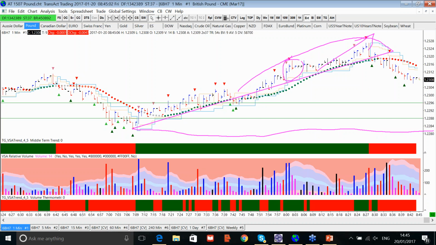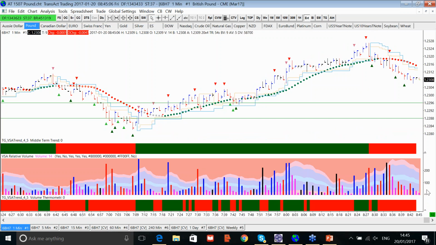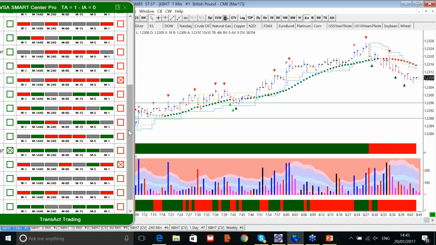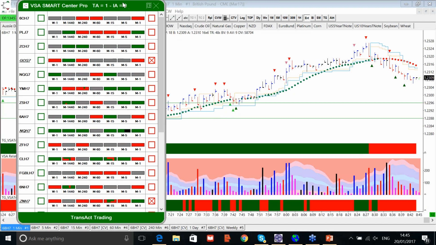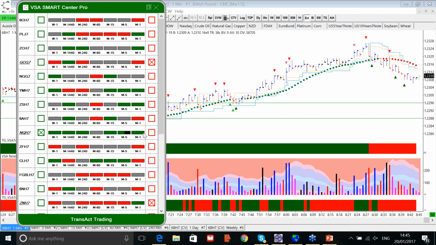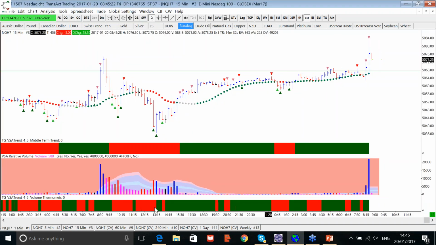Now let's just have a quick look at Smart Center Pro there. I just came up with an alert here. Let's have a quick look where it was. Okay, so it's now on the NASDAQ again. So again, it's picking up longs on the NASDAQ. Let's go and have a quick look.